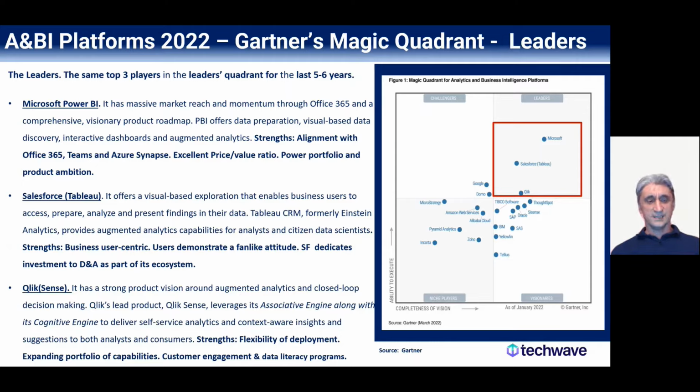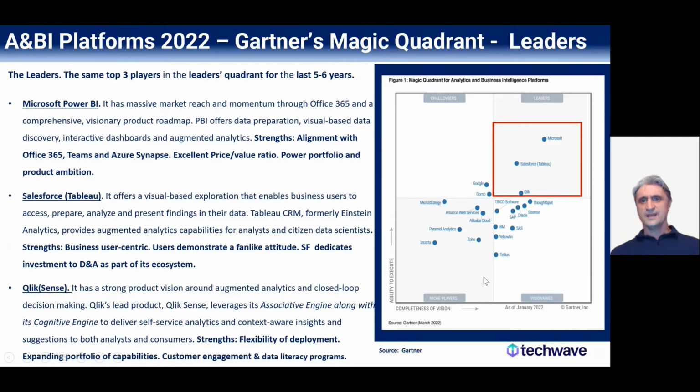The next one is Qlik, especially Qlik Sense, which has a strong product vision around augmented analytics and closed-loop decision-making. Qlik's lead product, Qlik Sense, leverages its associative engine along with its cognitive engine to deliver self-service analytics and context-aware insights and suggestions to both analysts and consumers. Strengths are flexibility of deployment, expanding portfolio of capabilities, customer engagement, and data literacy programs. So this was the leaders quadrant.